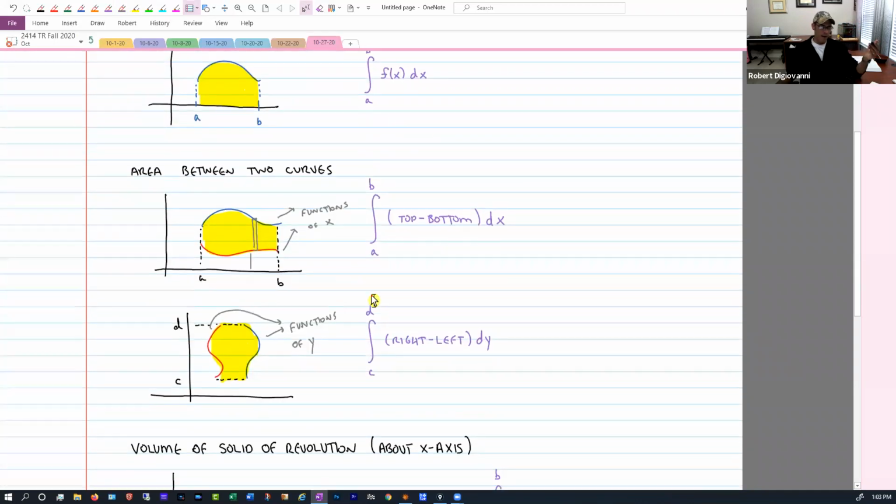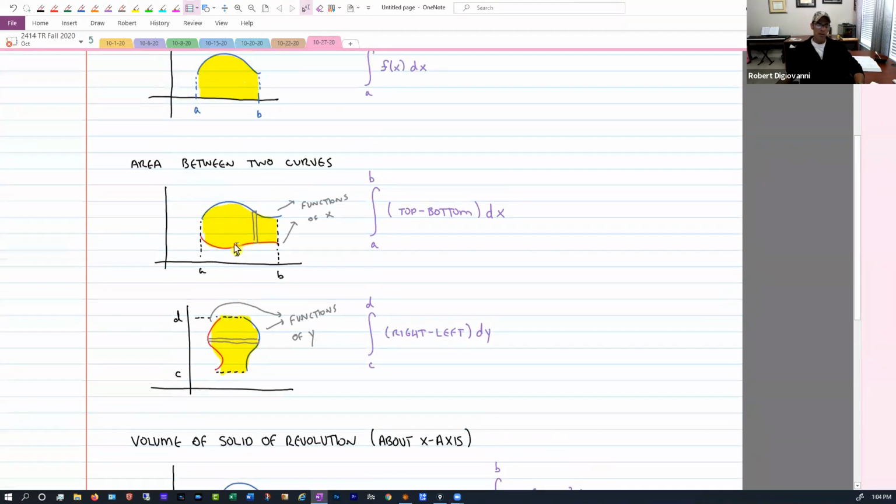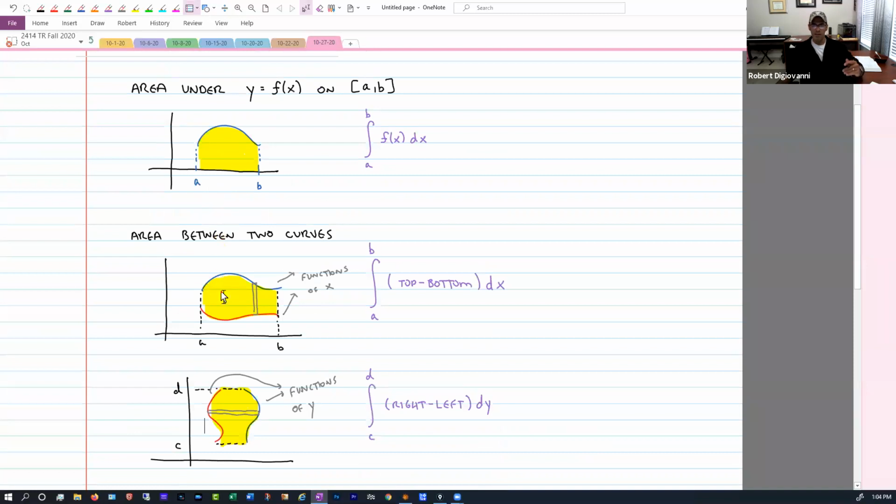And then if we have two functions of y, we can do everything the same way, except we turn our rectangle sideways, and we find the area of that little rectangle, which would be the curve to the right minus the curve to the left, times the width of the rectangle, which is dy, and we integrate from c to d, which are these restrictions on our y values. So is everyone clear with these three concepts? Anything that you need clarification on?